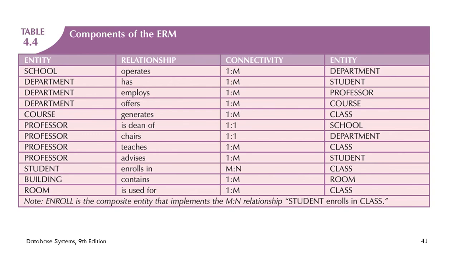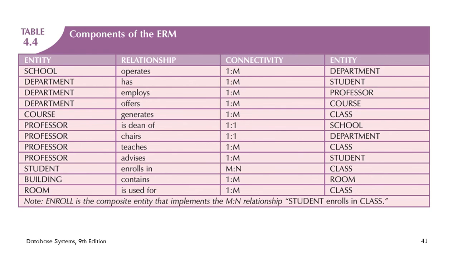One department employs one to many professors. One department offers many courses, because one course is not offered by many departments. That is compulsory. Only one department can offer that specific course. The course generates one to many classes.